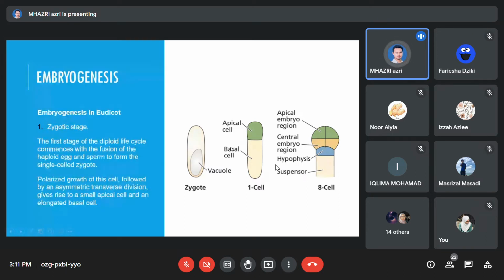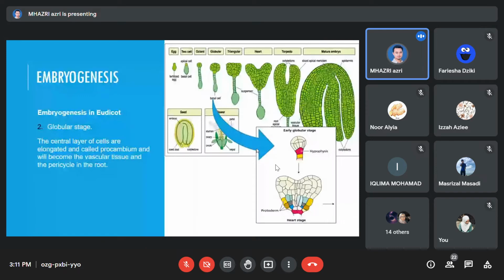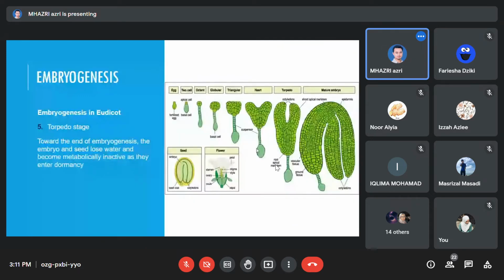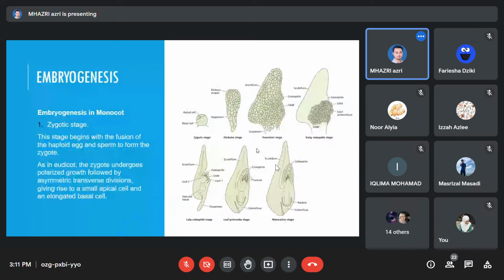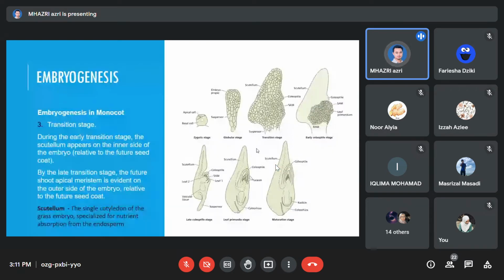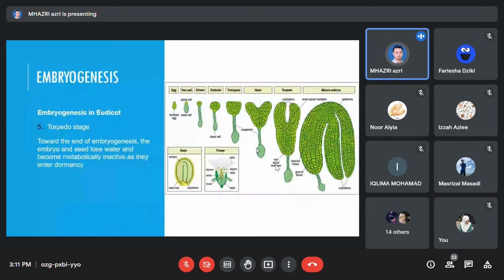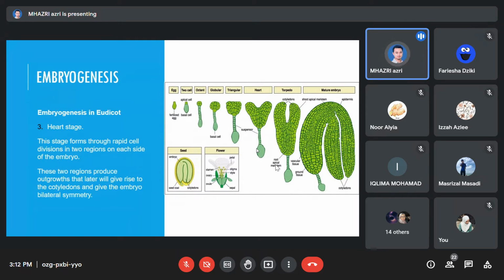It will fuse to dekat biji benih, lupa lah nama dia, banyak benda sangat yang sih. Endosperms. Okay, it will fuse the suspension will extend, will growth, and the growth will not diffuse. The growth dia akan sampai ke endosperms, and then the functions of suspension later.